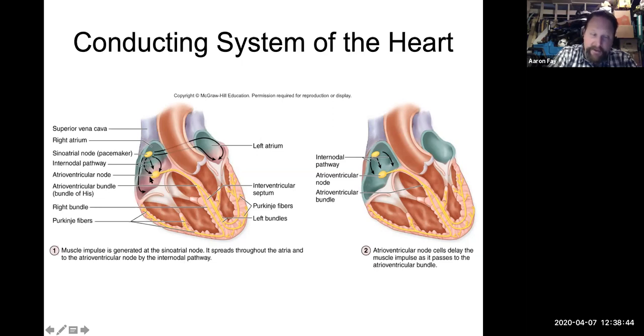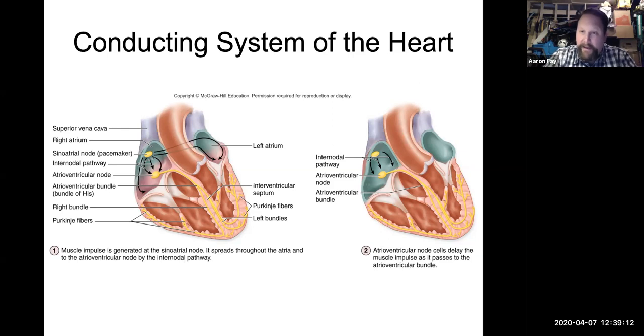The AV node then picks up that signal and transfers it to the bundle of His, shown here. Right? The bundle of His then separates into the right and left bundles. Right and left bundles travel down to the apex and then come back up, and then they split into Purkinje fibers, and the Purkinje fibers then reconnect to the cardiac muscle cells, and they start contracting.